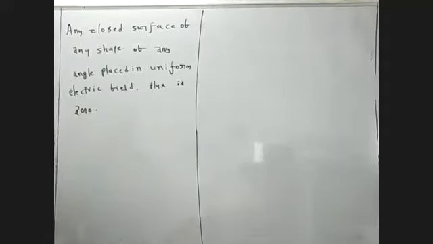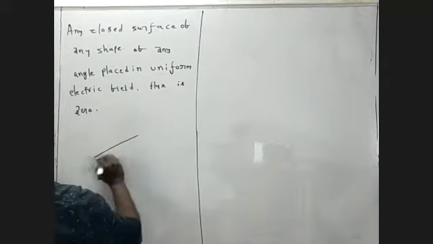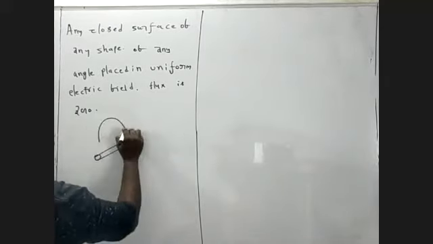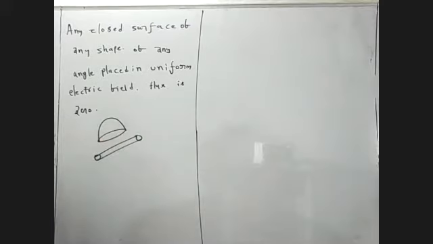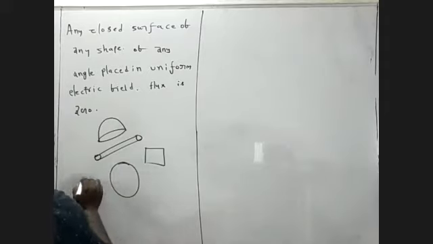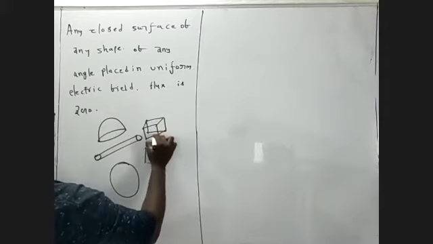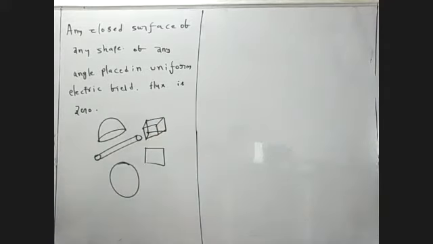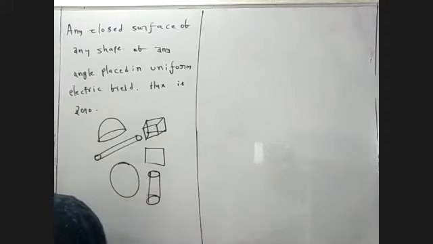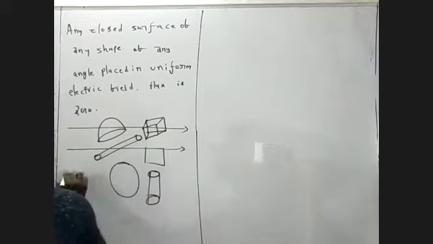Flux is zero. Now we will see this is a cylinder shape, this is a semicircle, this is a circle, this is a square, this is a cube. We are taking a cube. Now this is another shape, a cylinder. This is the electric field, and this is the direction.